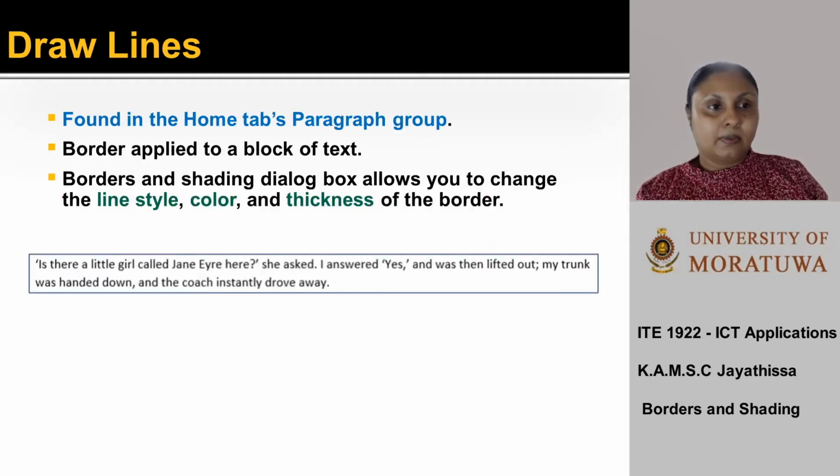Drawing lines. You can find in your Home tab there is a group called Paragraph Group. In there you can find borders applied to a block of text. The Borders and Shading dialog box allows you to change the line styles, line colors as well as line thickness of the border. Here I have given you a sample. I formatted with a box border.